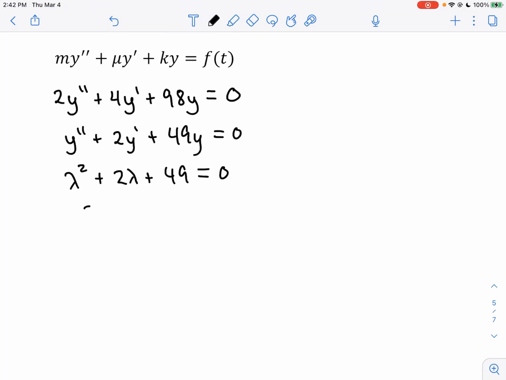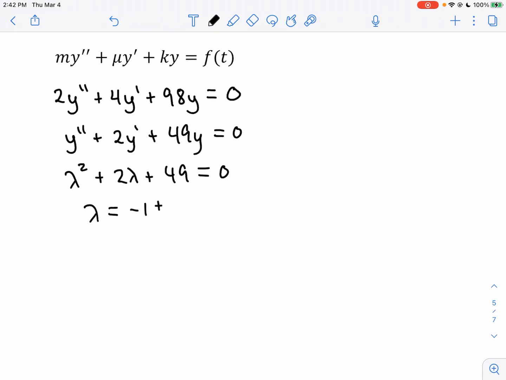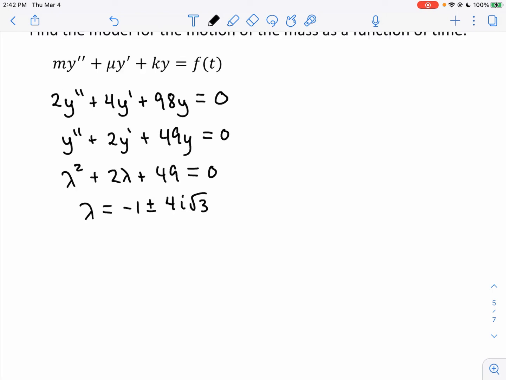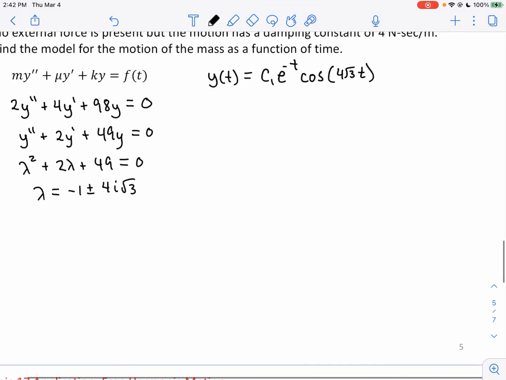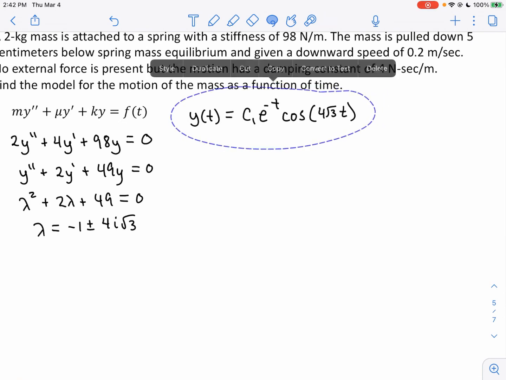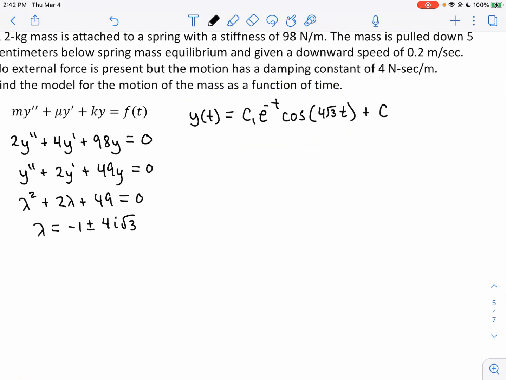And when you solve this one for lambda, you have to use the quadratic formula here. And we wind up getting -1 plus or minus 4i radical 3. I did this ahead of time to save time. That means that our general solution, y of t, is equal to some constant times e to the negative t times the cosine of 4 radical 3t, plus some constant times e to the negative t times sine of 4 radical 3t.